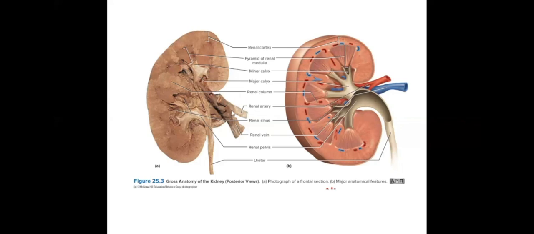This is known as the renal sinus, and the renal pelvis. From here, the urine, or you can say the filtered form of the blood, is going to be collected, and it will be drained into the urinary bladder with the help of the ureter. So this is just a gross diagram of the kidneys.